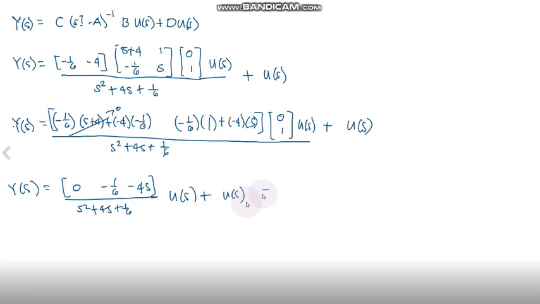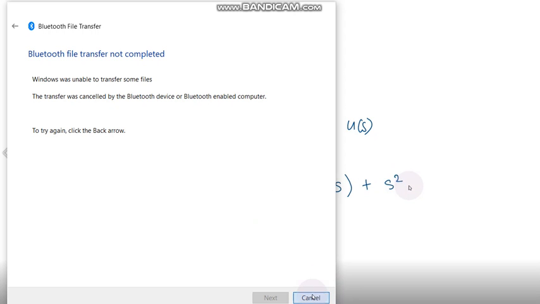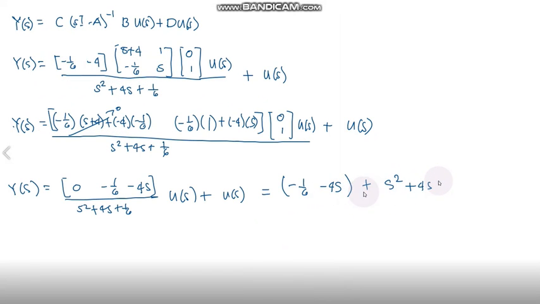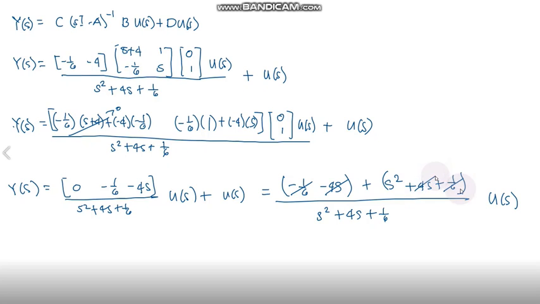U(s). Okay? And now we combine the two terms, this term and this term, with a coefficient of 1 here. So we have now negative 1 over 6, negative 4s, plus the whole of the denominator times 1, all over the denominator. And notice here that negative 1 over 6 can be cancelled with the positive 1 over 6, and negative 4s cancelled with positive 4s.